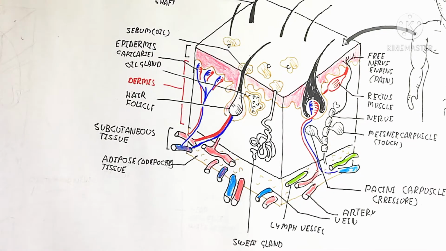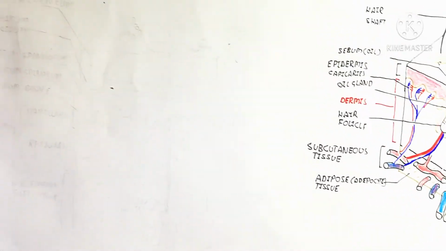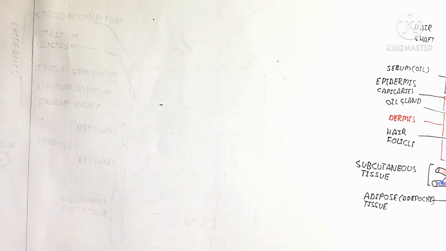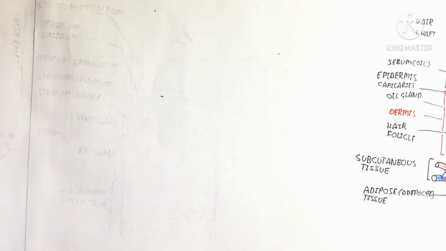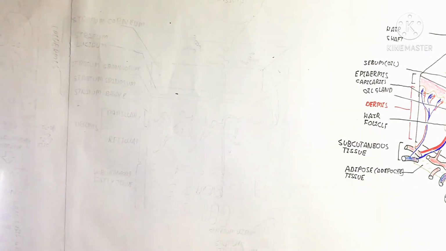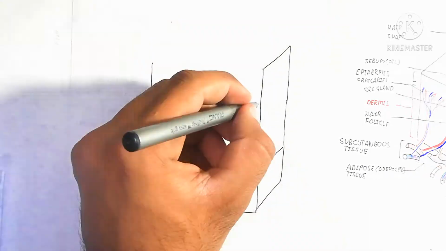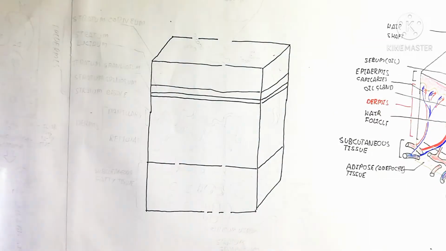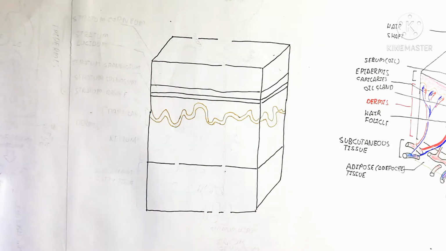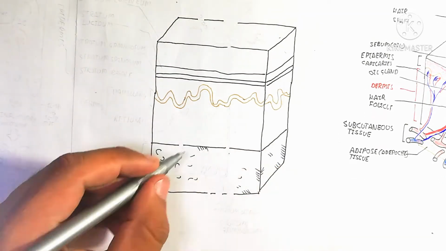This is an overview of the skin's anatomical structure and a little bit of its function. Next, I will draw another diagram that is easier to understand. I am drawing a simple diagram of the skin cross section.